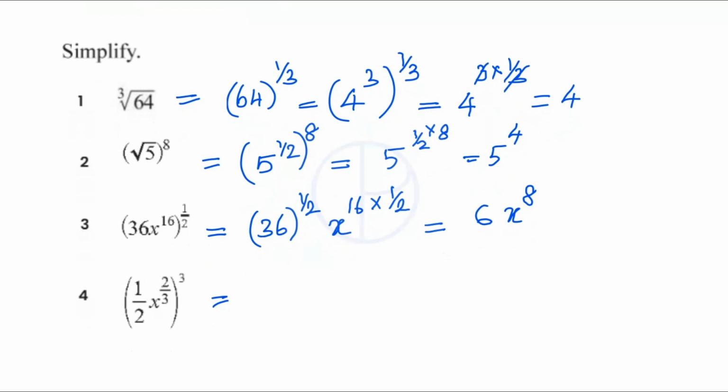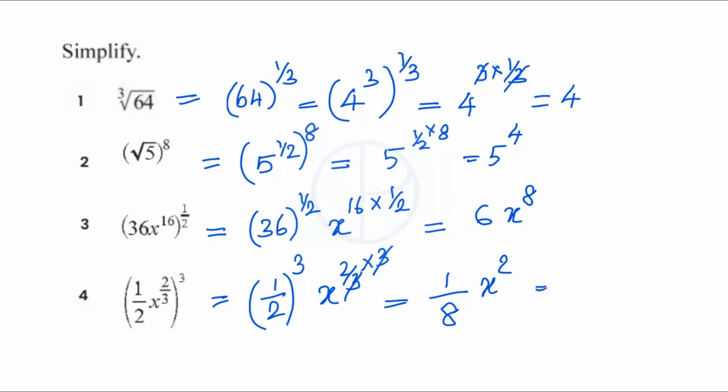And here, first apply for the numbers 1 over 2, the whole power 3, multiplied by x power 2 over 3 multiplied by 3. So 3 and 3 get cancelled. So what is 1 over 2, the whole power 3, which is nothing but 1 over 2 cube. 1 cube divided by 2 cube. 1 cube gives 1 and 2 cube is 8, multiplied by x square, or x square divided by 8.